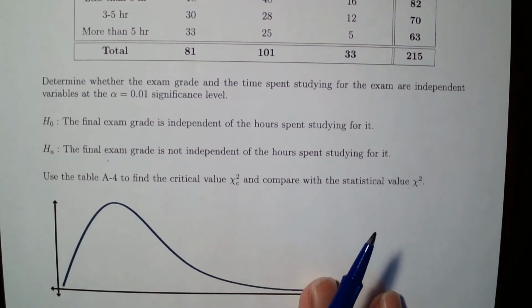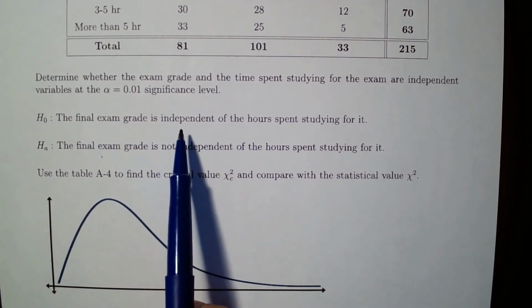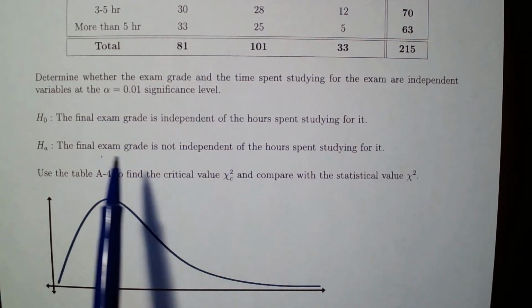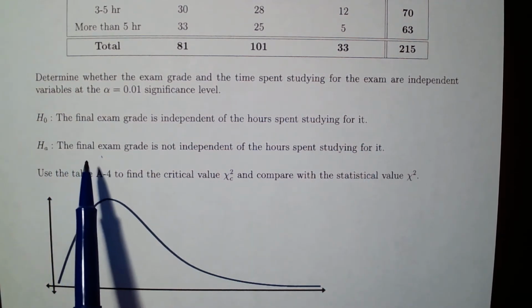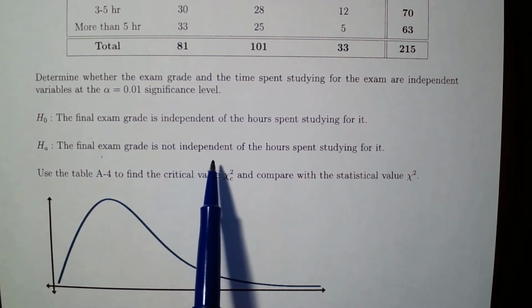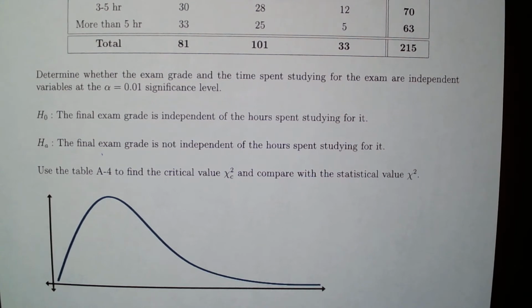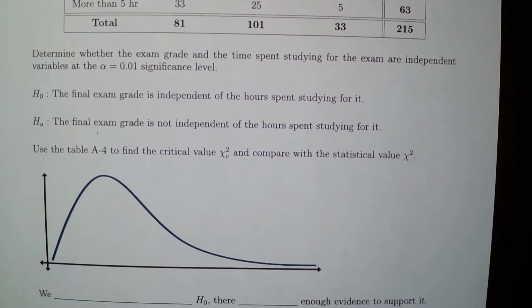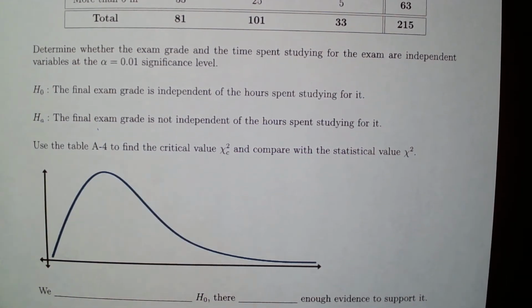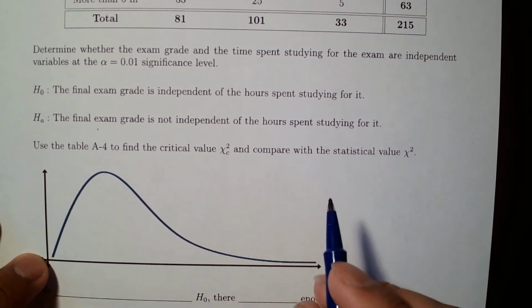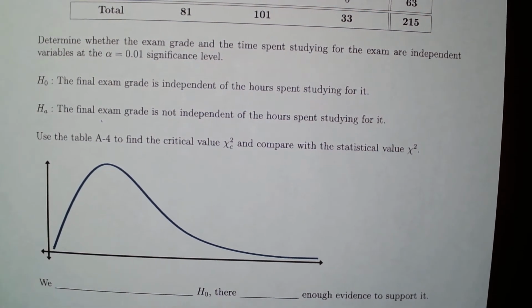The null hypothesis in this case is that the final exam grade is independent of the hours spent studying for it, while the alternative hypothesis is that the final exam grade is not independent of the hours spent studying for it. So use table A4 to find the critical value and compare it with the test statistic value. Let's find the critical value first.